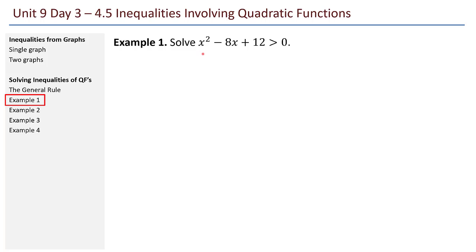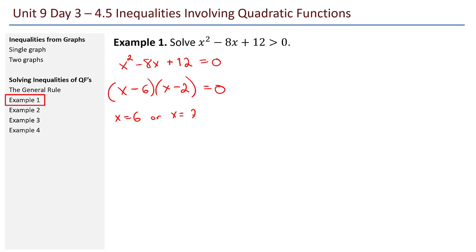Example 1. Solve x squared minus 8x plus 12 is greater than 0. This is perfectly in the form that I want. It's a quadratic with positive coefficient, so this is in standard form, and right now it's greater than 0. So step 1 is solve the equality. So let's solve x squared minus 8x plus 12 equals 0. Now, that quadratic does factor. I think it's x minus 6, x minus 2 equals 0. So it looks like my solutions are x equals 6 or x equals 2.